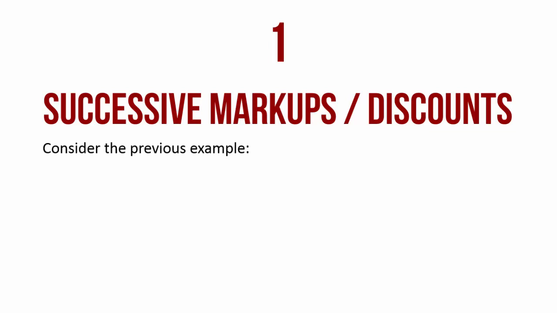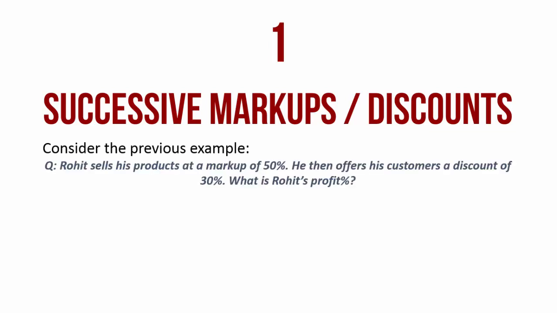We'll take the same question that we had solved: Rohit sells his products at a markup of 50%. He then offers his customers a discount of 30%. What is Rohit's profit percent? We shall use this formula now. Here in this question there is one markup and one discount, so we shall restrict this formula to just two terms, R1 and R2.